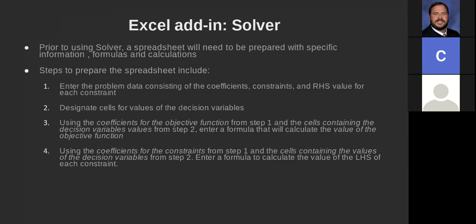You'll need to designate what cells will be used for the values of the decision variables. Then, using the coefficients for the objective function from step 1 and the cells containing the decision variables values from step 2, enter a formula that will calculate the value of the objective function. Using the coefficients for the constraints from step 1 and the cells containing the values of the decision variables from step 2, enter a formula to calculate the value of the LHS, left-hand sides, of each constraint.